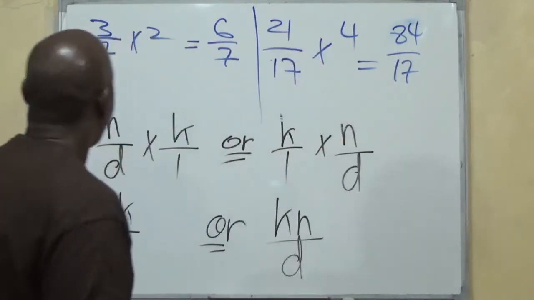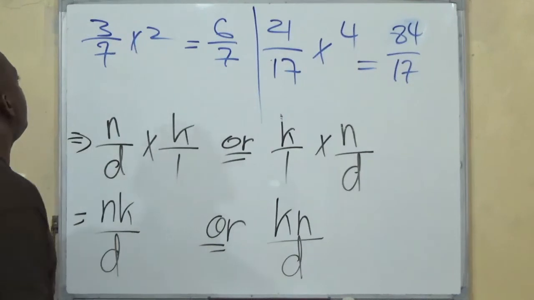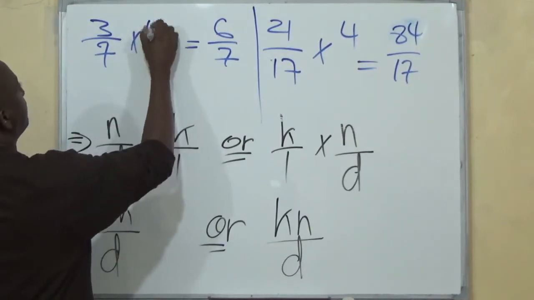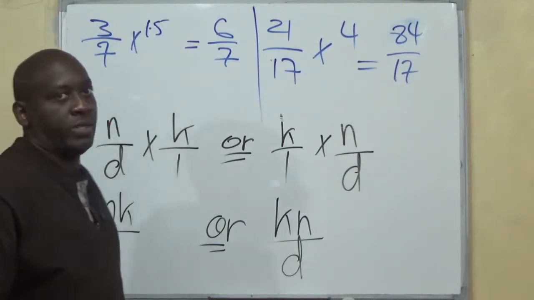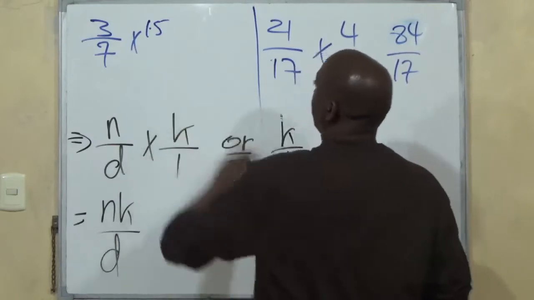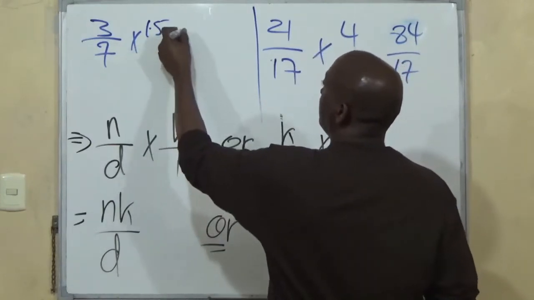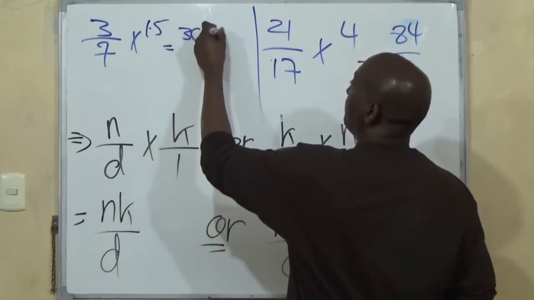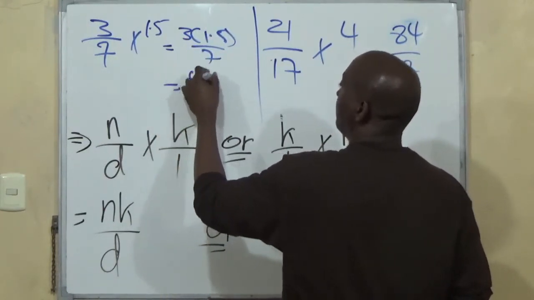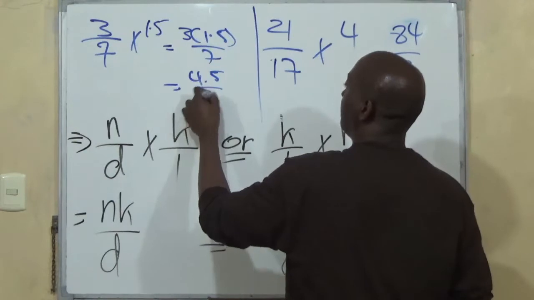So, if for example, instead of multiplying 3 over 7 by 2, we have to multiply 3 over 7 by 1.5. Well, it will now be 3 by 1.5 over 7, which will be 4.5 over 7. Right?